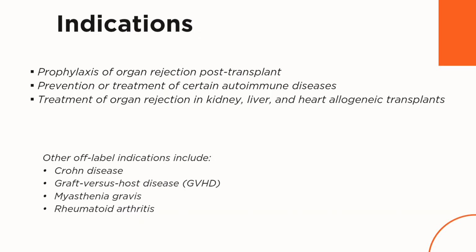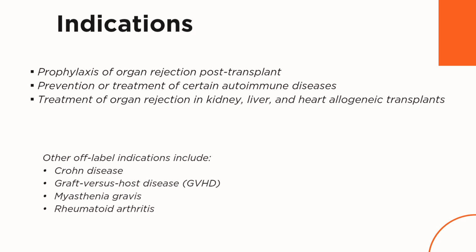Tacrolimus is an immunosuppressive agent used for prophylaxis of organ rejection post-transplant. Tacrolimus use is in combination with one or, most commonly, two other immunosuppressive medications. It has an application as an agent for the prevention or treatment of certain autoimmune diseases. In solid organ transplantation, it serves as the treatment of organ rejection in kidney, liver, and heart allogeneic transplants. There is also an off-label indication for the prevention of rejection in lung transplant patients.